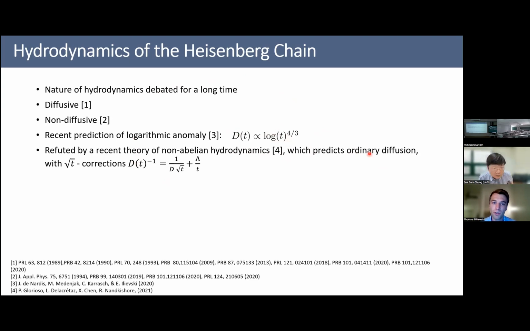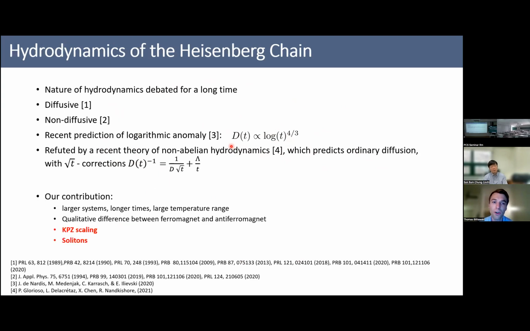It's actually perfectly diffusive, but there is a 1/square root t correction. So you're already seeing that there's a lot of debate spanning 30 years of what the hydrodynamics of this model should be. And so we thought maybe we can shed light on some of these questions. Many of these works have some analytical treatment, but many of them also have numerical parts. So we mostly work numerically, and what we achieved is we have considered considerably larger systems for considerably longer times, over the full temperature range from essentially 0 up to infinite temperature.